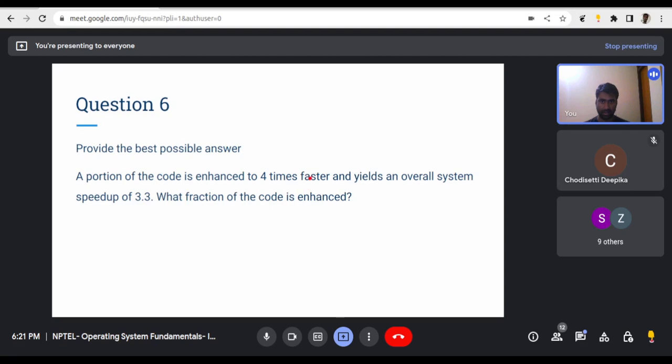The overall system speed up that is achieved is 3.3, right? And a portion of the code is enhanced to run 4 times faster than what it was running previously. So the fractional speed up is 4, the overall speed up is 3.3. So what is the fraction of the code that is enhanced? You have to assume that a single fraction of code is enhanced to run 4 times faster. So would anyone like to contribute?